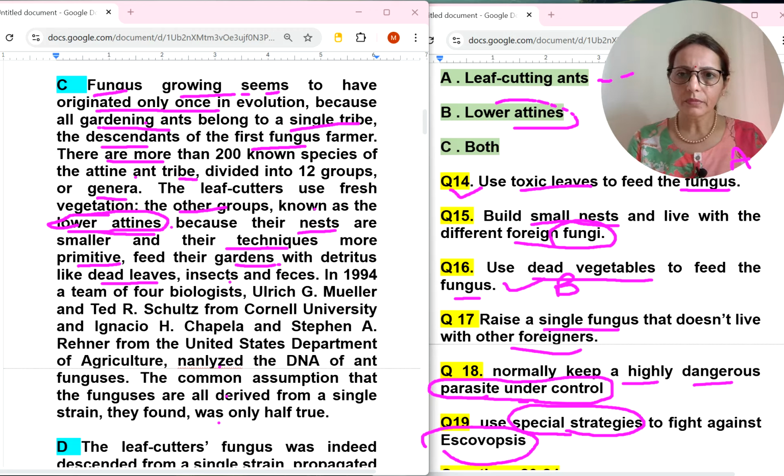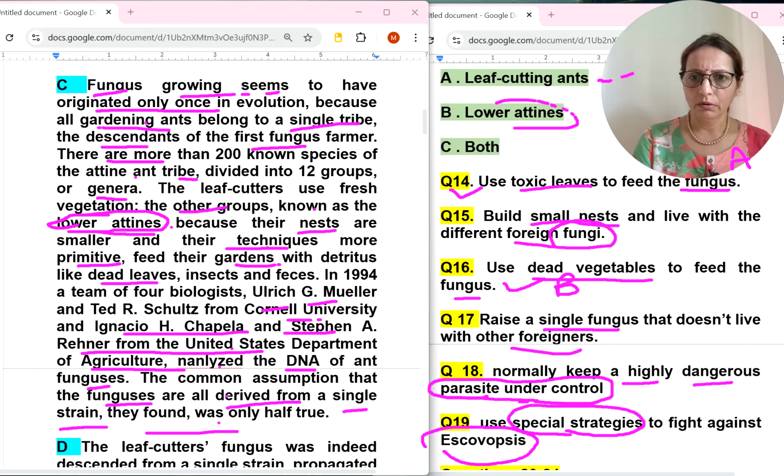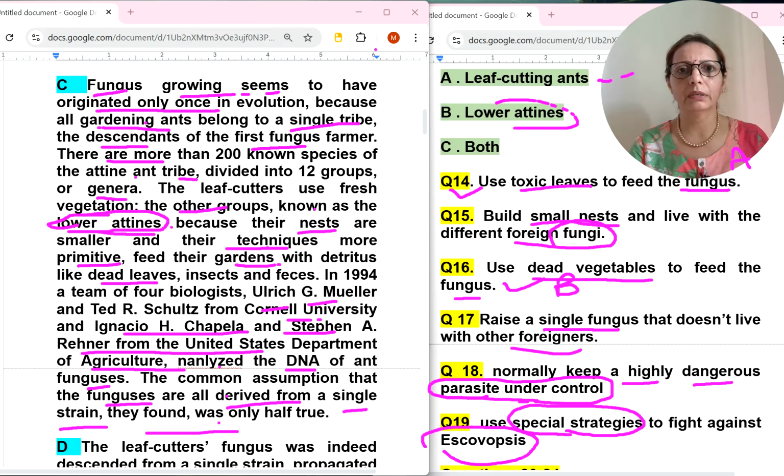Next one, in 1994, this unnecessary information is given. They analyzed the DNA of ant funguses. The common assumption that funguses are all derived from a single strain, they found, was only half true. And raise a single fungus. So this is also not explained. Let's move to next paragraph.